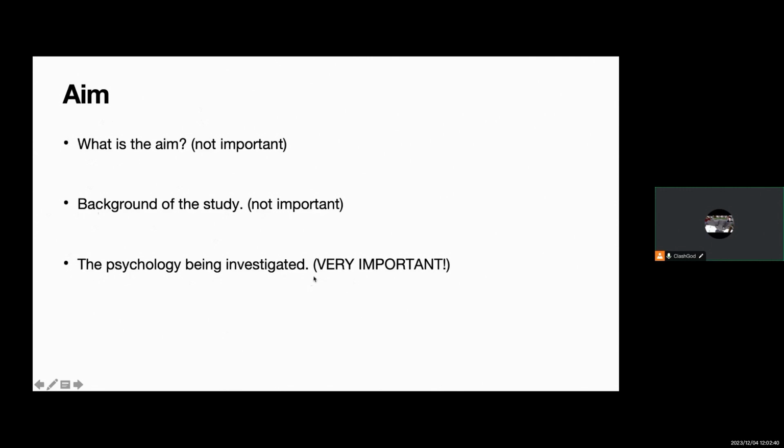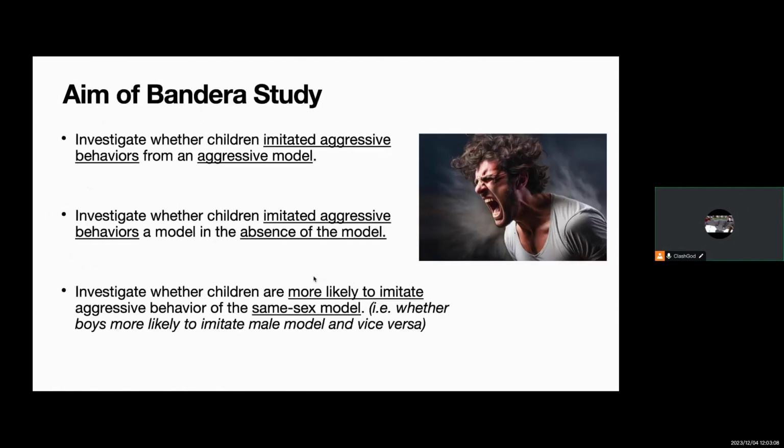The psychology being investigated basically refers to what type of behavior or learning is being studied in this study. And of course, as we know, it's about imitation. So it's about imitative learning, which, if you watch the assumptions video, is social learning. Social learning is observation of others' behavior, then imitating it. So with that in mind, let's get into the details.